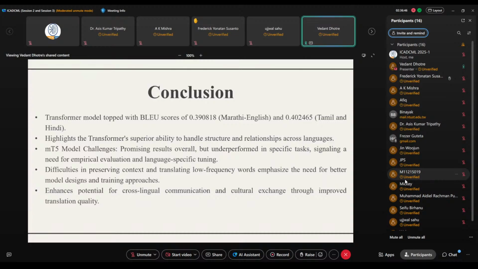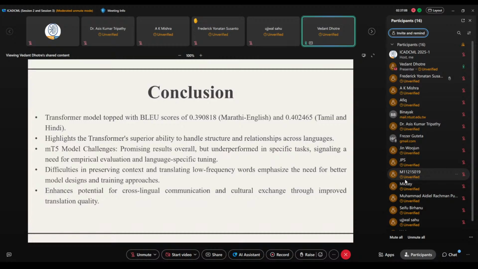The MT5 model, of course, is the same architecture, but it was fine-tuned for Marathi to English. It had promising results overall, but it underperformed in the specific tasks I discussed before for the qualitative analysis. This signaled a need for some empirical evaluation and language-specific tuning.